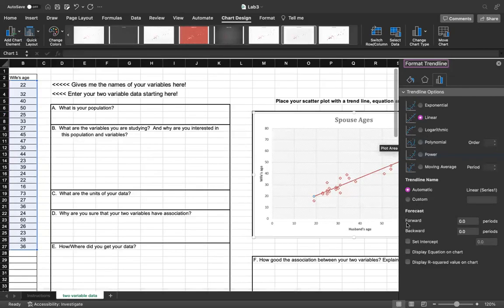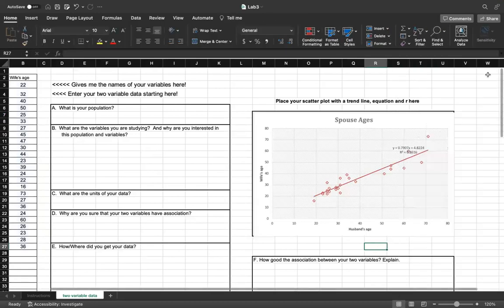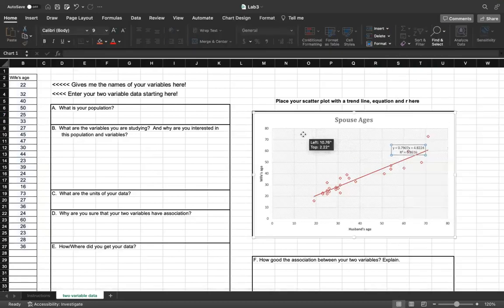I go to linear. Down here at the bottom, display the equation, display the R squared value. These two things. Because now, get out of this, take a look. I have my equation and my R squared value. I moved it. I'm going to make it a little bit bigger so I can actually see it.